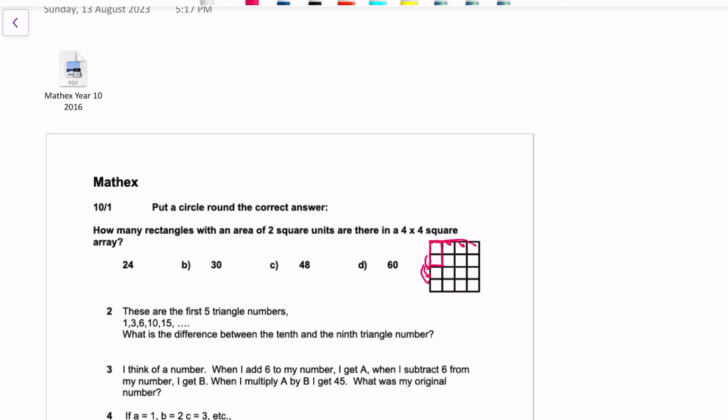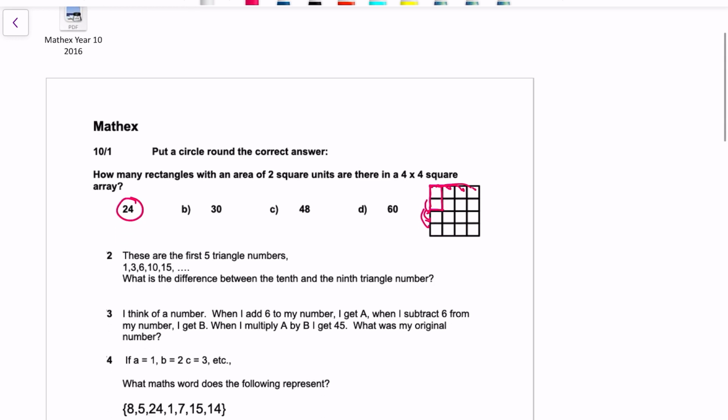But we could also orientate the rectangles the other way around and have them going 1 by 2 across. So there's 12 possibilities this way, and then there's 12 possibilities the other way around. So the answer is 24. Some of you didn't answer the multi-choice question, which was surprising. Have a guess. You've got nothing to lose.